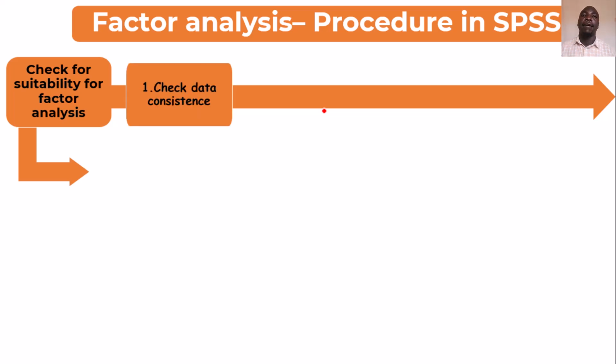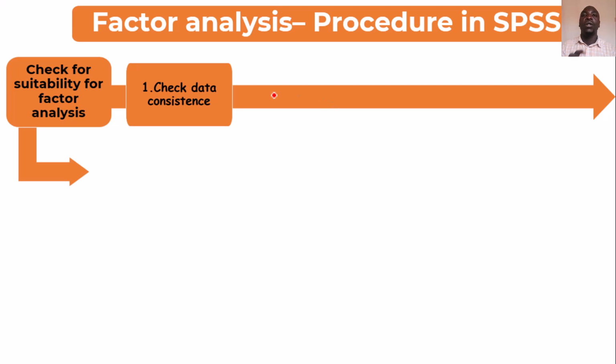One is checking data for consistency. We've seen in our data that we use the Likert scale of 1 to 5. So all of the questions should have coding in the same direction. 1 for strongly disagree and 5 for strongly agree, if that's what you've chosen. We don't expect to have some questions reverse coded, where a 5 means strongly disagree. Make sure all the data coding is in the same direction.